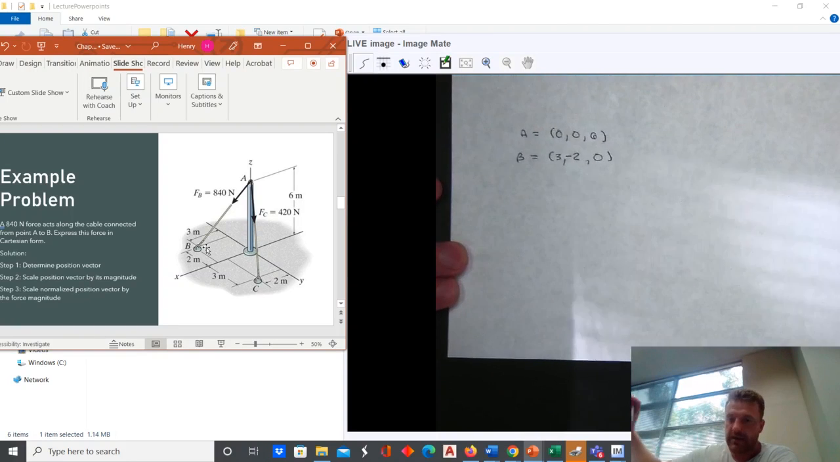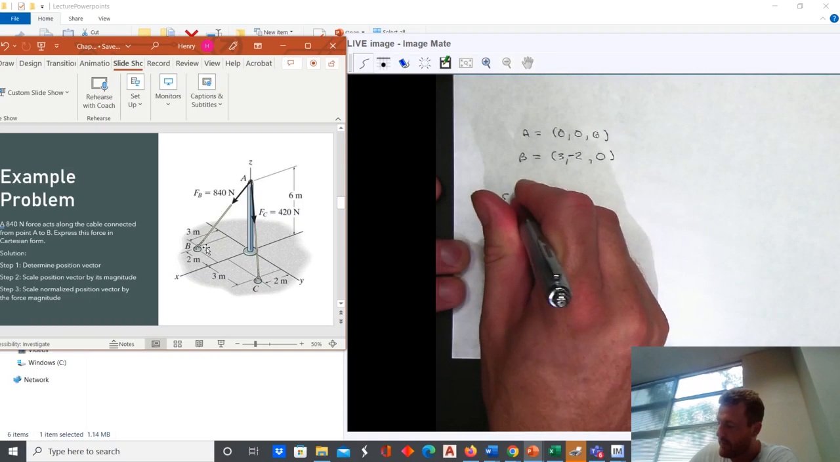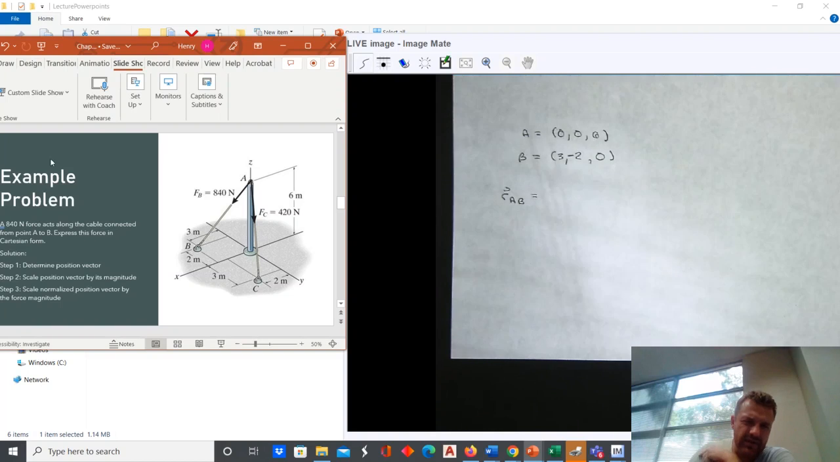And if I want to write an expression for the position vector from A to B, and you might ask, why A to B, why not B to A? Well, look at the direction or the sense of this force. It's acting at point A, and it's directed along point B. So I need a position vector that also goes in that direction from A to B.